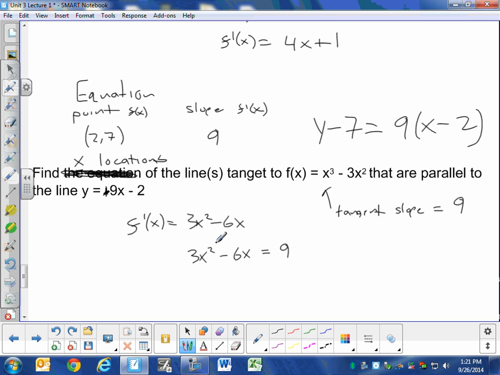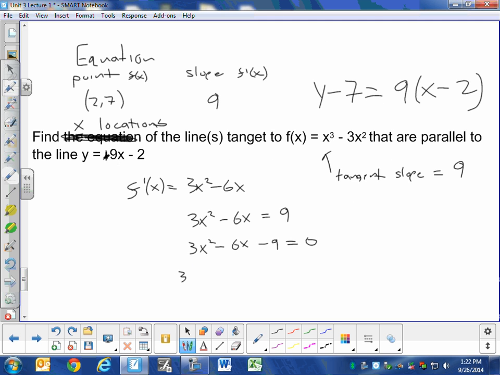Now we have a quadratic, x squareds and x's. Move everything onto one side to solve. Factor out a 3. And then factor to solve this product set equal to 0.